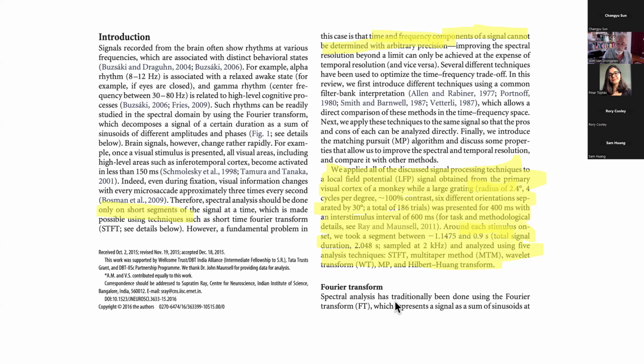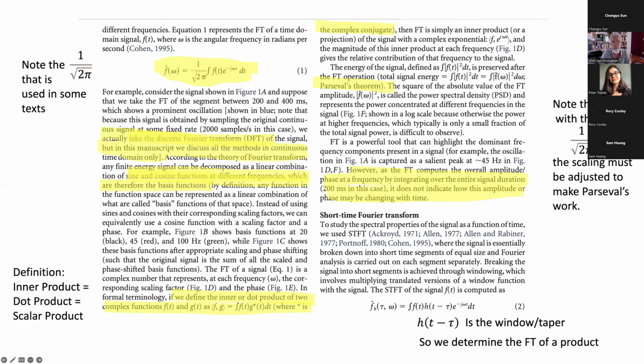The first one they look at, not surprisingly, is the Fourier transform, an equation we know. In this case, I want to point out they have a normalizing factor of 1 over the square root of 2 pi, which we did not use. Some papers do that. A problem is that you then have to rescale to make Parseval work. Parseval's theorem says that the power in the time domain equals the power in the frequency domain. If you rescale the Fourier transform, you have to adjust that scaling at the other end as well.